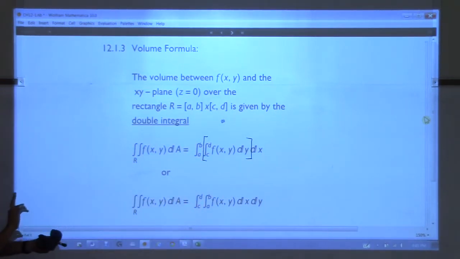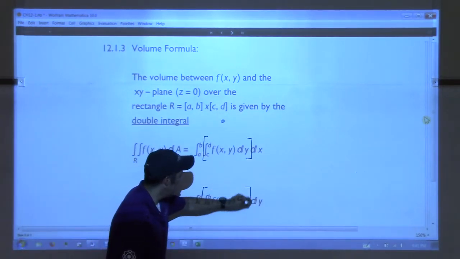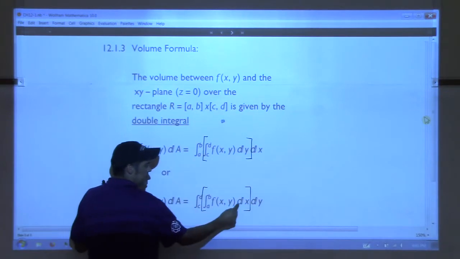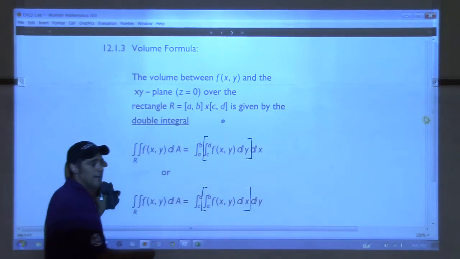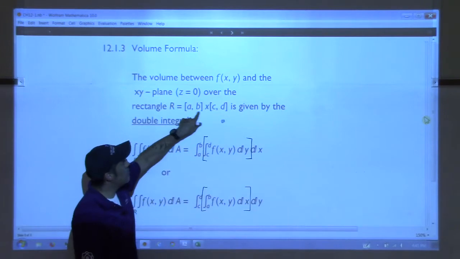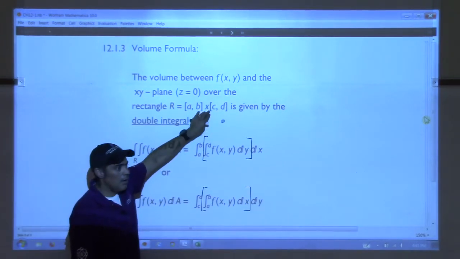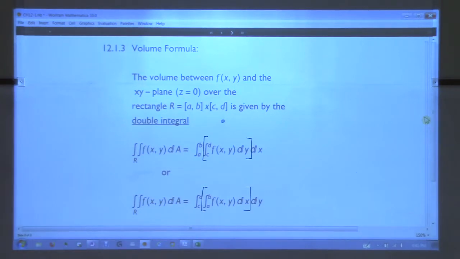Now you can also flip it around, do it the other way. So your inner integral is with respect to x first, restrictions a and b, figure out that answer, and then do it with respect to y. So the order in which you do it does not matter so long as you are integrating over a rectangle. So I'll illustrate this in an example, all right? Sometimes just doing an example is what we need.